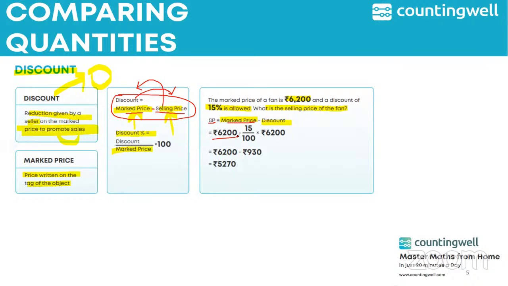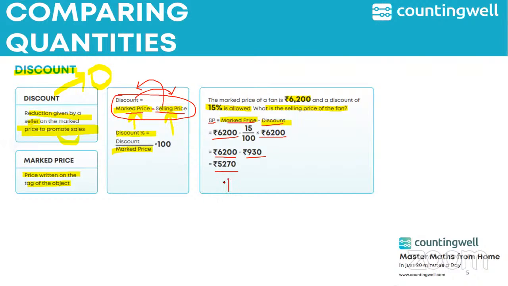The mark price is 6,200 rupees. And what is discount? Discount is 15%. So 15% is written as 15 upon 100. Okay. 15% of what? Marked price. So we are multiplying 15 upon 100 into 6,200. So the first number will be as it is. We'll evaluate the second term. So we'll do the evaluation of 15 upon 100 into 6,200. So we get 930. That's why the final answer is 5,270.